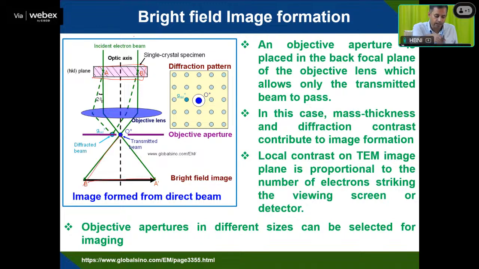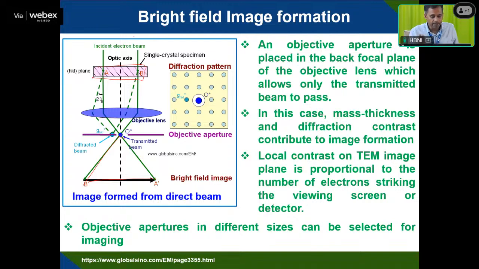That is bright field. With the direct beam, the image is produced by the direct beam here. The direct beam transmitting will give you the bright field image. You can see here this objective aperture that just lies at the center here. So the image is formed from the direct beam, you look here.